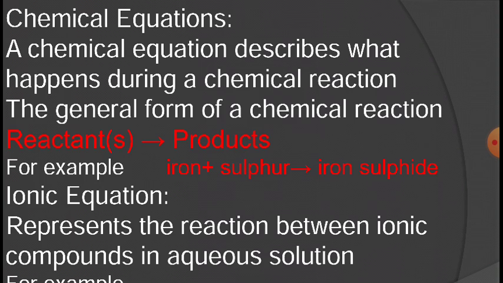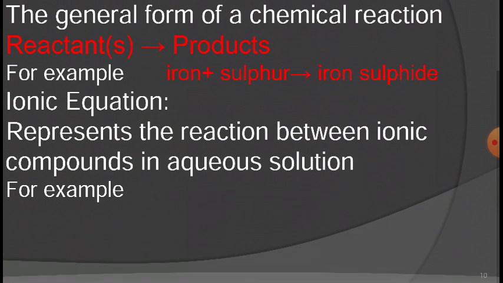This chemical reaction needs a description, and we describe it with the help of a chemical equation. For example, iron plus sulfur, these are two elements, combine together and form iron sulfide. This is the equation in its simplest form to express the chemical reaction. Now we are moving towards the ionic equation. An ionic equation represents the reaction between ionic compounds in aqueous solution.